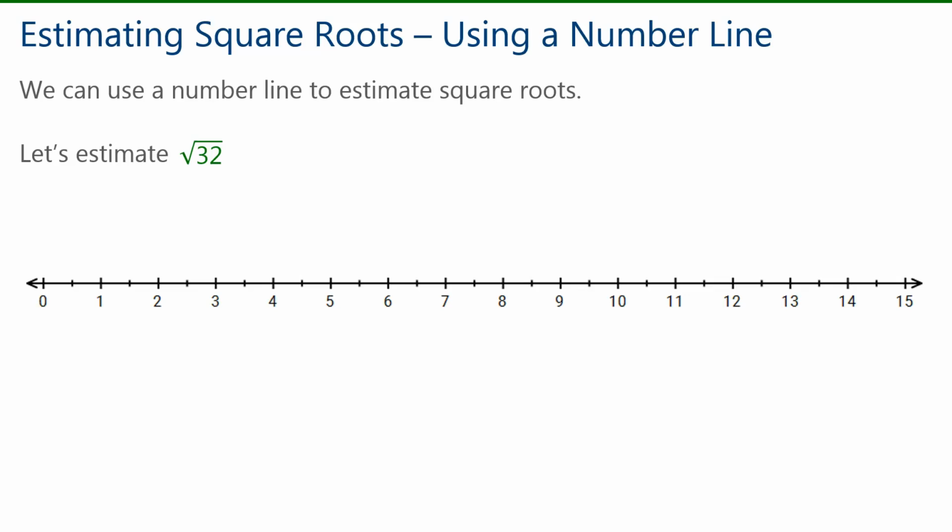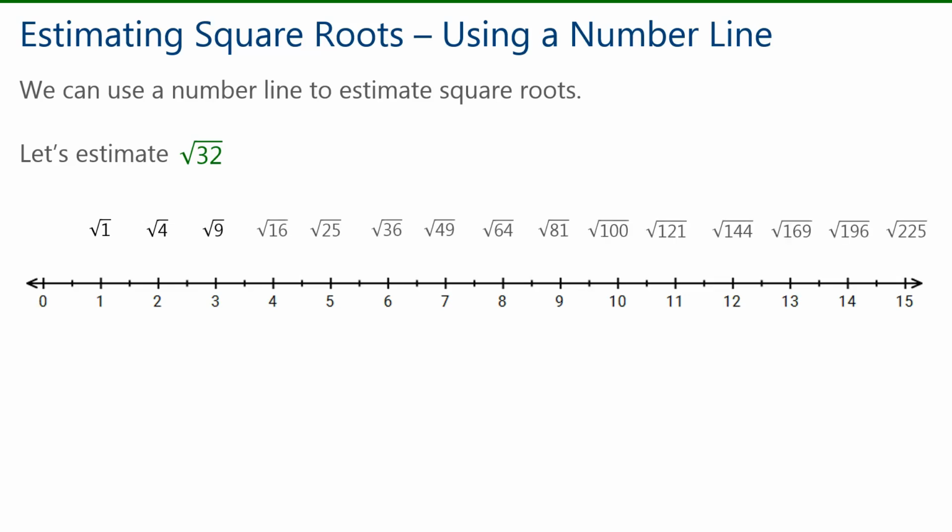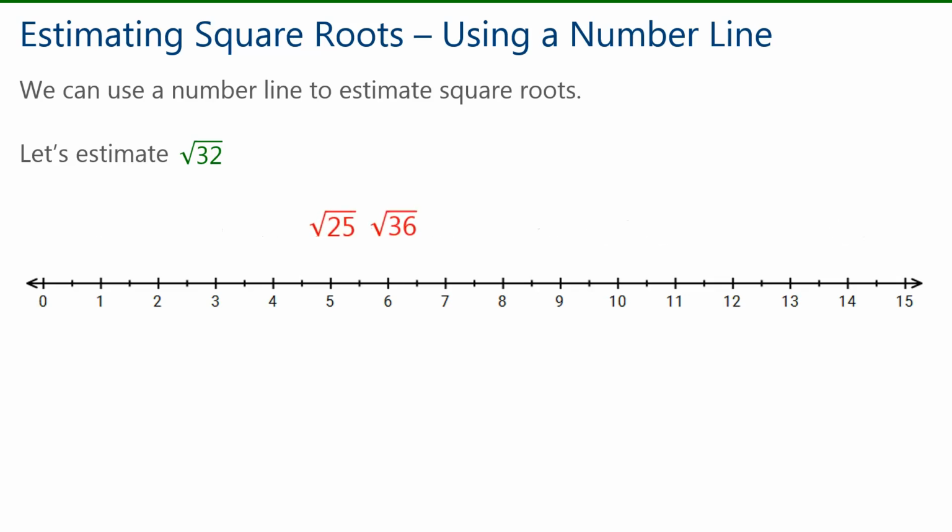Well, here we have a number line, so across the top here, I'm going to write the perfect squares. So I know that the square root of 1 is 1, the square root of 4 is 2, the square root of 9 is 3, and so on. The square root of 32 would be located between 25 and 36, which means it's going to fall somewhere between 5 and 6 on that number line.